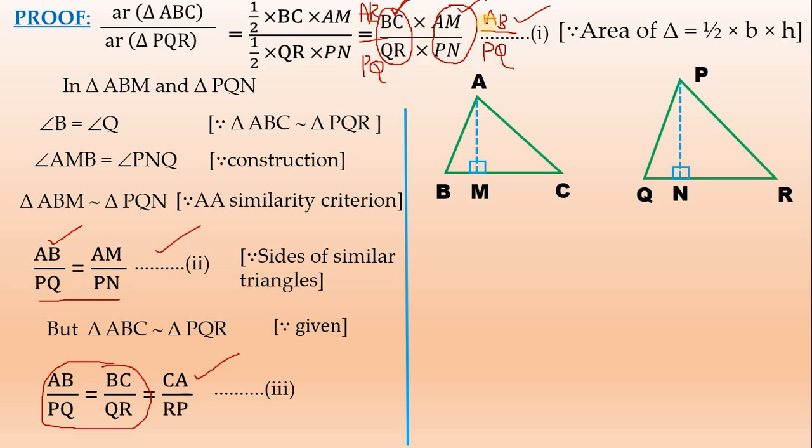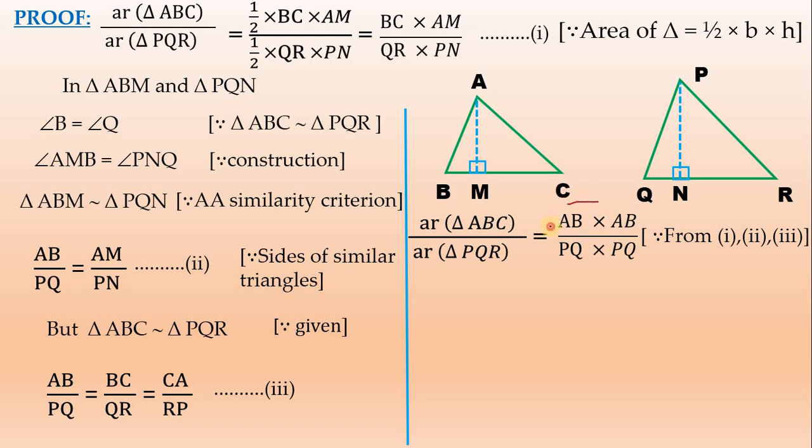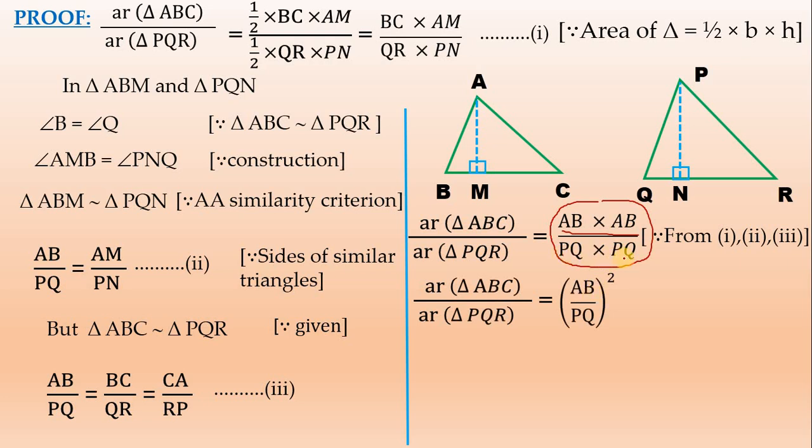Now see here, AB into AB is left out in the numerator and in the denominator we have PQ into PQ. So AB into AB is AB square, PQ into PQ is PQ square. See, this is what we got. So this we have got from what? By comparing equations 1, 2 and 3. Now multiply these, children. Multiply numerators, AB into AB, as I said, AB square, and PQ into PQ is PQ square. So finally we can write AB by PQ whole square.